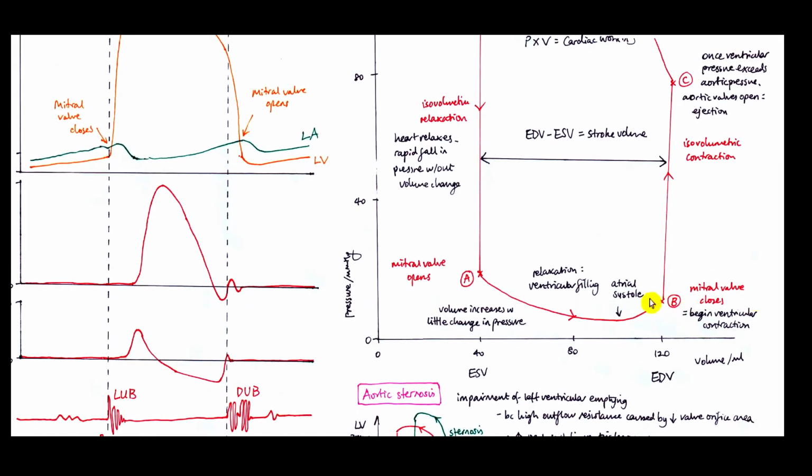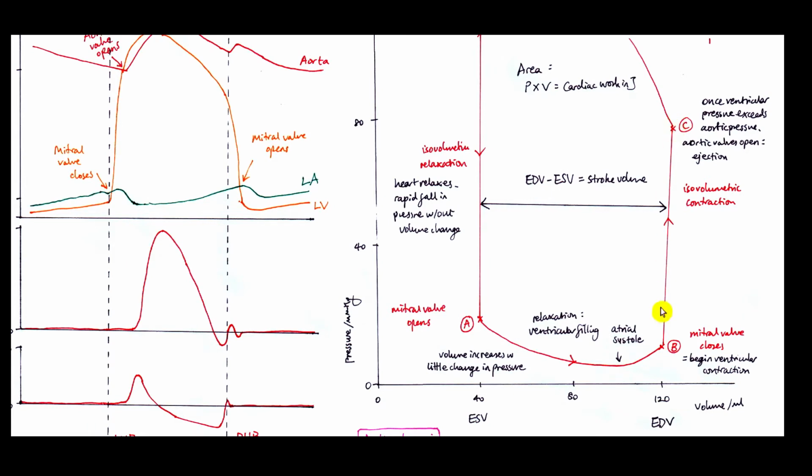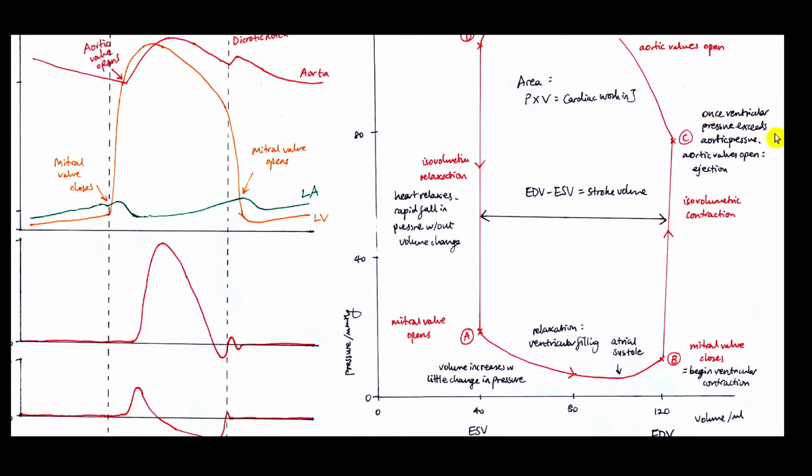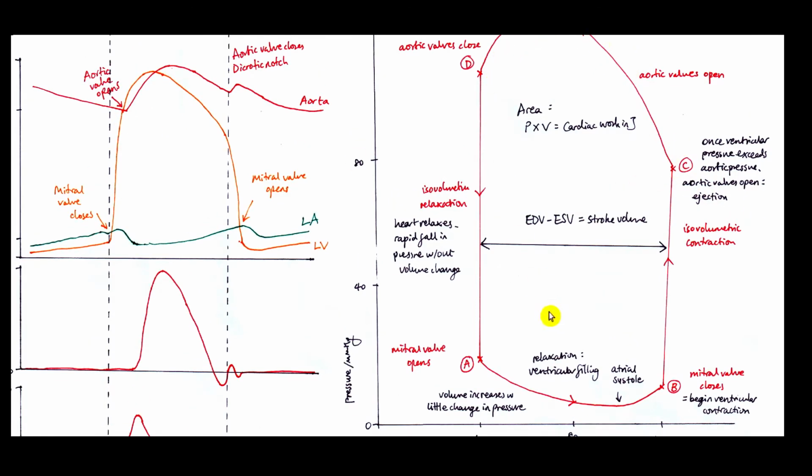Now at B, the mitral valve closes, so we're at here now, and ventricular contraction begins. So we've got isovolumetric contraction. The pressure in the ventricles is increasing greatly, whereas the volume is not changing really. And this is at end diastolic volume, so when it's completely full, it's about 120 milliliters. Once the ventricular pressure exceeds the aortic pressure, got crossing over here, the aortic valves open, and then there's ejection. Ejection means that volume decreases dramatically.